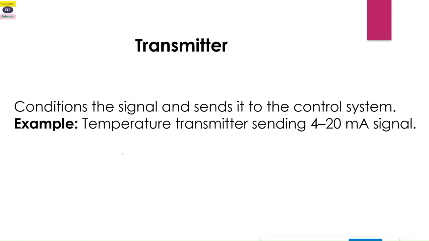A transmitter, what does a transmitter do? It conditions the signal and sends it to the control system. It means it transmits the signal to the control system. So now, a temperature transmitter sends 4 to 20 milliamperes. So this is the transmitter.